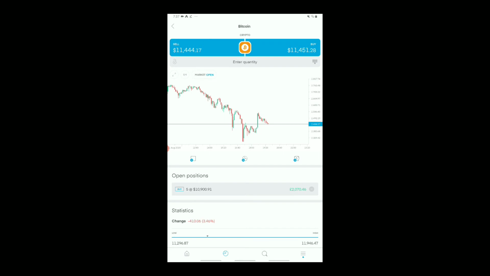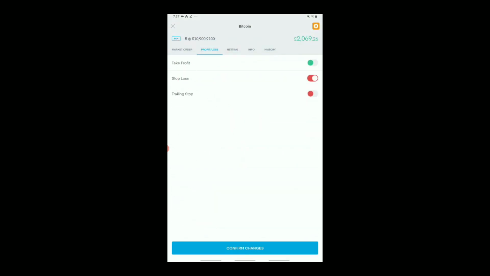Okay, so we see a profit or a loss number for that. So if we set it at 11, I'm just going to show you the basic way of how to do it.